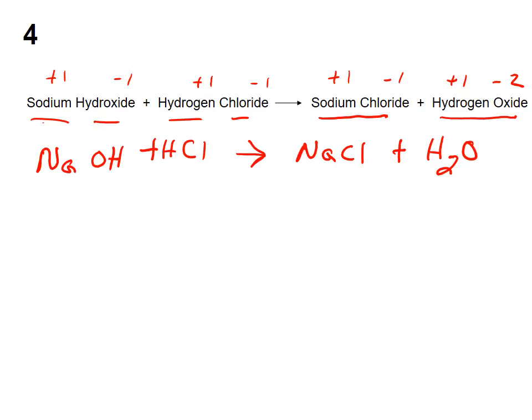Now I'm going to count. When you start to count, you always do hydrogens last. So sodium 1, 1, it's okay. Chlorine 1, 1, it's okay. Oxygen, I have 1 here, 1 here, it's okay. And hydrogen, I got 1 plus 1 more is 2, and I have 2 over here. So this one is also balanced as written.